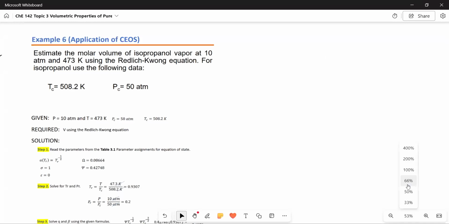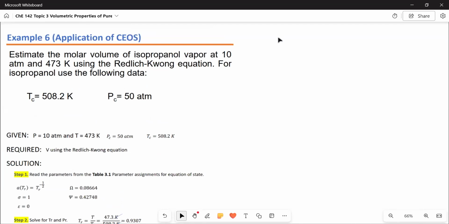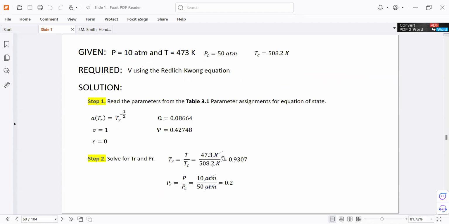Alright, for this example, there's already a solution in the handout. In fact, let me share this slide. There's a video which you can click and it will show you the solution on a whiteboard. So this is like an inception video within a video, but I will not click this. If you want to view the handwritten solution on the whiteboard, you can. But what I will discuss is this step-by-step solution.